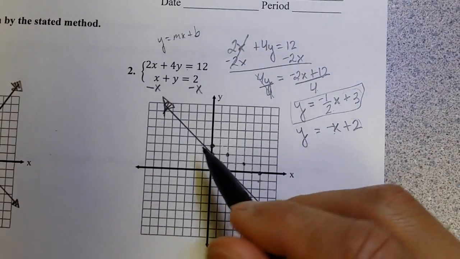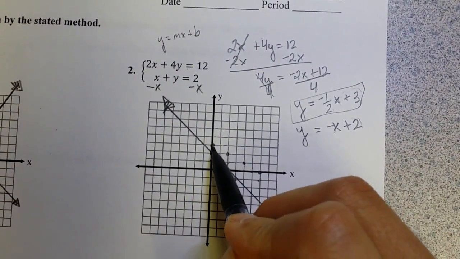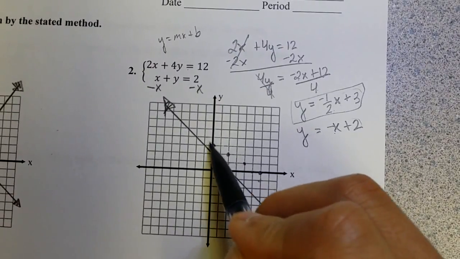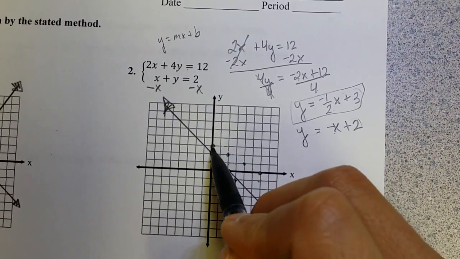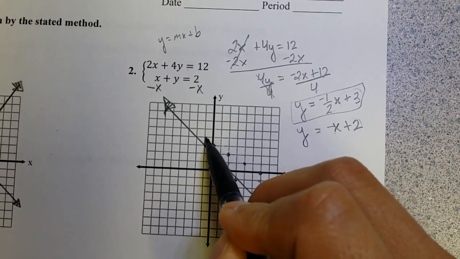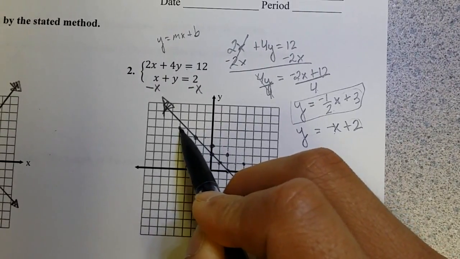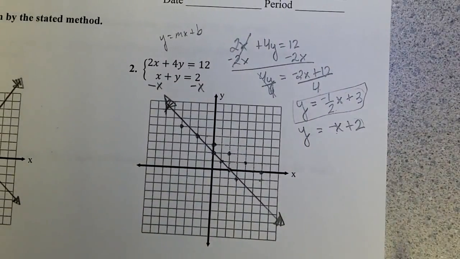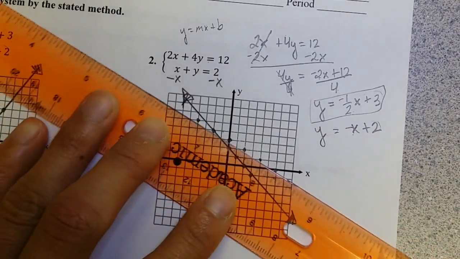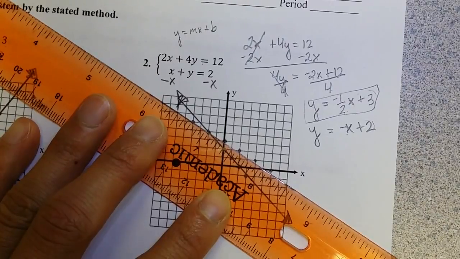Now I can also go the opposite way, right, to make my graph look pretty. So I can go up 1 to the left 1, 2. Up 1 to the left 1, 2. So now I can connect my points to make a line.